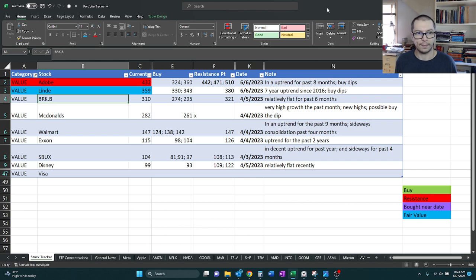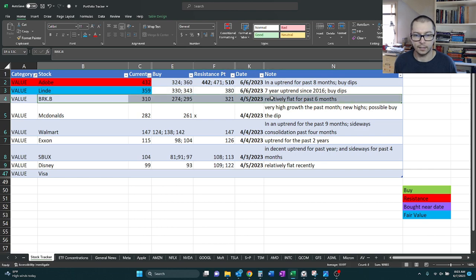And then let's wrap up with Berkshire. So Berkshire.B, at least the last time we looked, about 2 months ago, it was trading at 310.